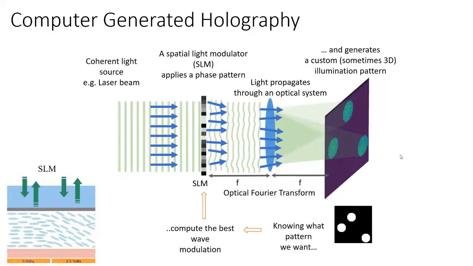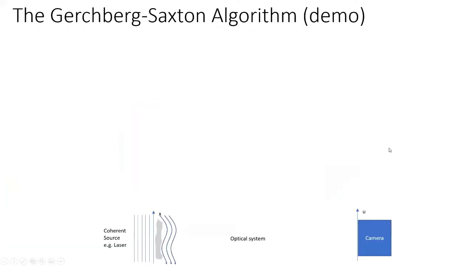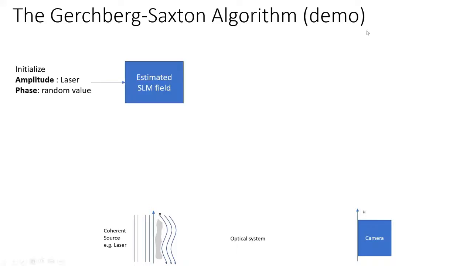The simplest algorithm out there to compute holograms is the Gerchberg-Saxton algorithm, and it is based on these operations of propagation through an optical system that we've calculated before. How do we do that? Well, we have our optical system. We start from the side of the SLM. Sorry, this should be an SLM right here. Here at the SLM plane, the amplitude is set. It's defined by how you illuminate your SLM.